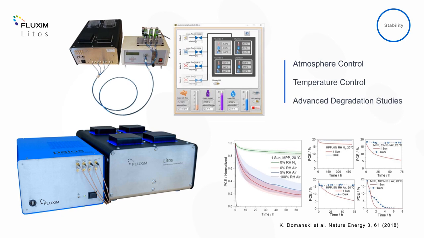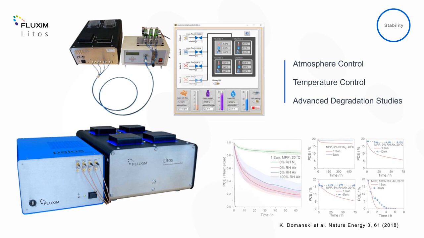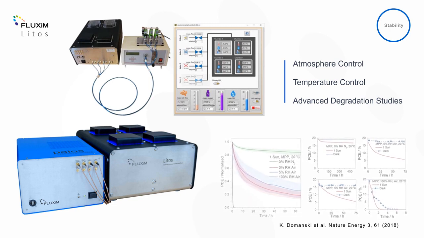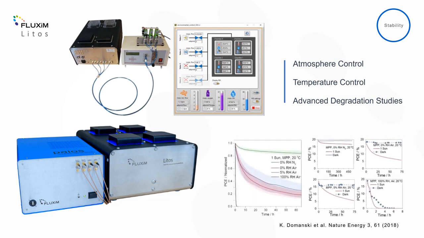We've also designed LITOS to be paired with PIOS for advanced analysis during the device degradation. The cell is stressed by LITOS, and at a selected time a routine of characterizations is performed by PIOS. This unique combined setup will provide you with valuable insights to understand the degradation mechanisms of your PV device.